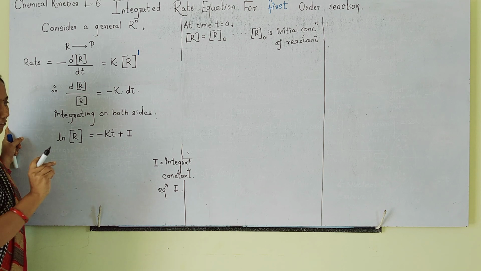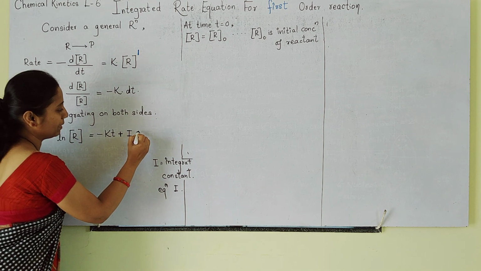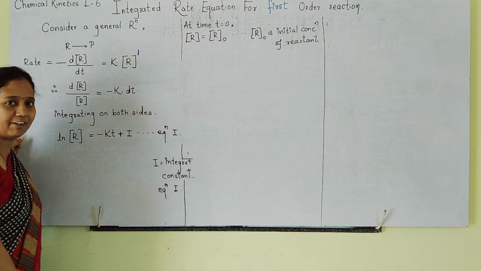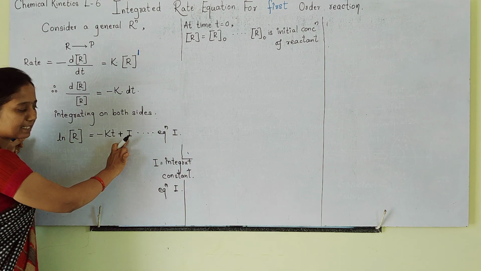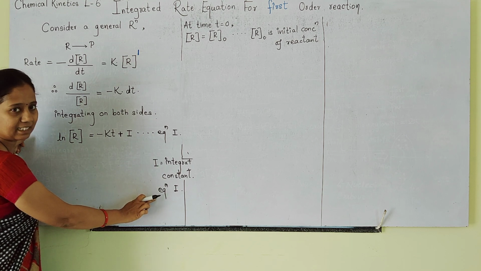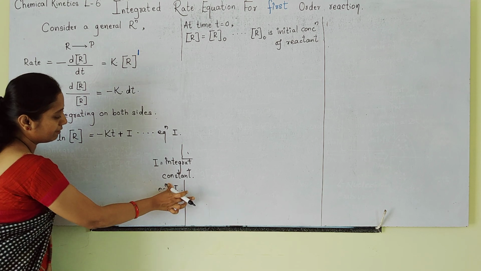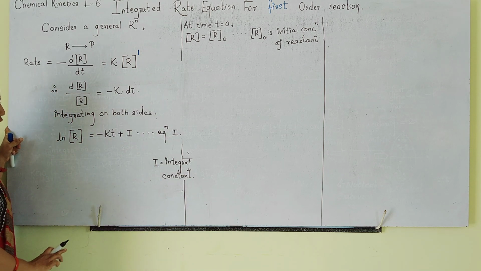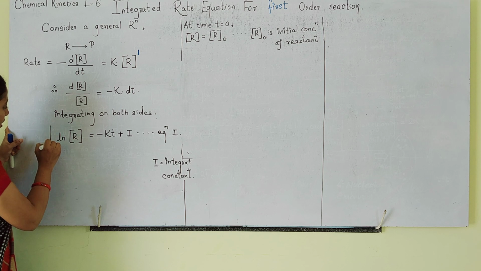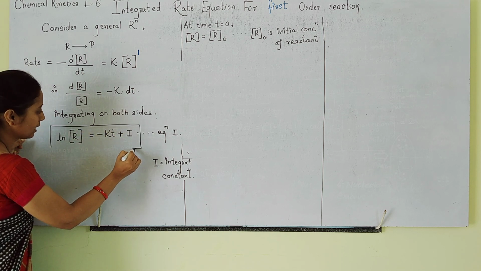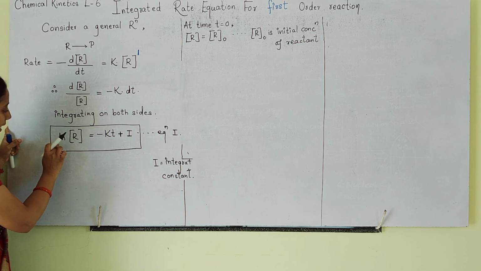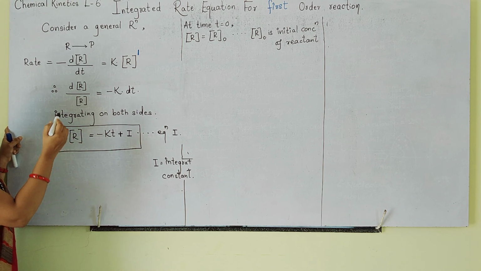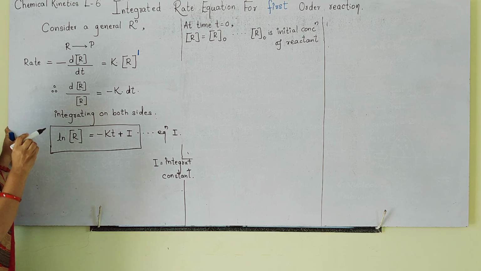What I have told you, students, wherever I am writing I, that becomes our equation number 1. So we got our equation first. What is this I? Integration constant. Okay, this is our equation 1. I is integration constant or constant of integration. So this is our equation number 1 I am writing. In this equation number 1, what is ln? Natural logarithm of concentration of R. Let us move towards the second step.